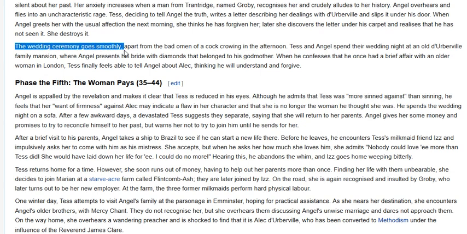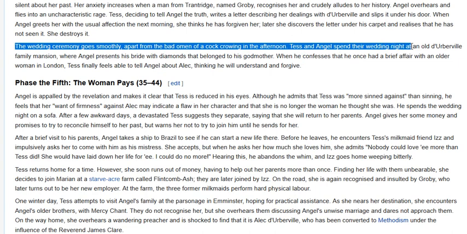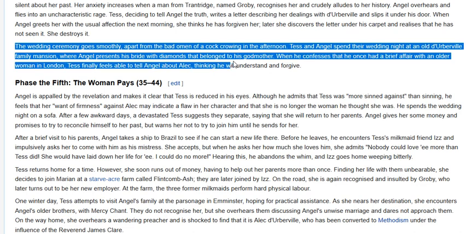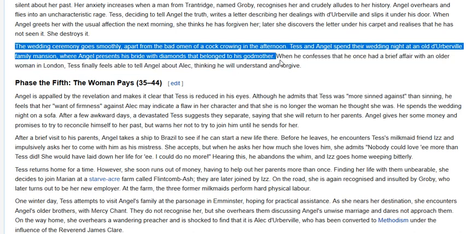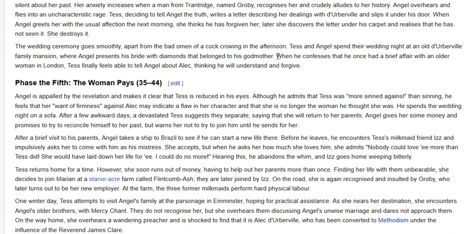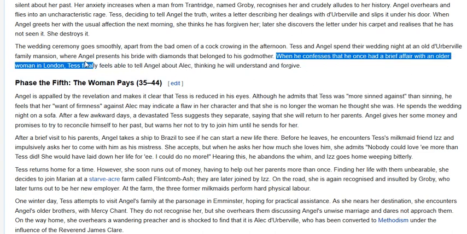The wedding ceremony goes smoothly apart from the bad omen of a cock crowing in the afternoon. Tess and Angel spend their wedding night at an old d'Urberville family mansion, where Angel presents his bride with diamonds that belong to his godmother or grandmother. Angel confesses that he once had a brief affair with an older woman in London.